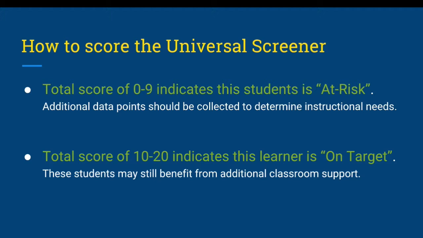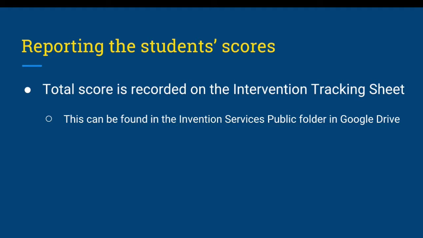Once you have finished administering the universal screener for each student, you can add up all of the points that the student received for each of the questions and get a total score. The total score will indicate if the student is at risk or on target. The total score will be recorded on the intervention tracking sheet that can be found in the Intervention Services Public folder, which is in your Google Drive.